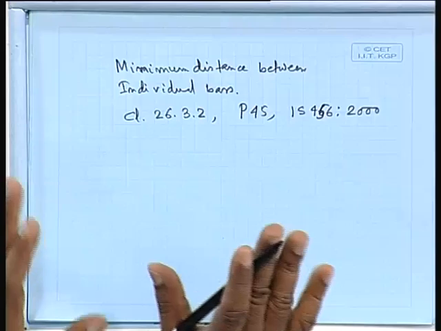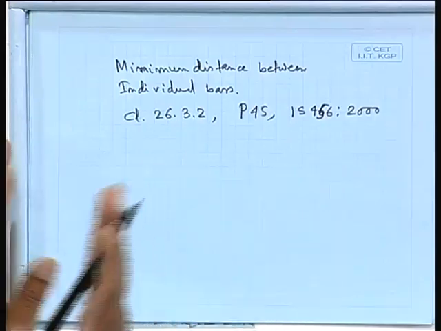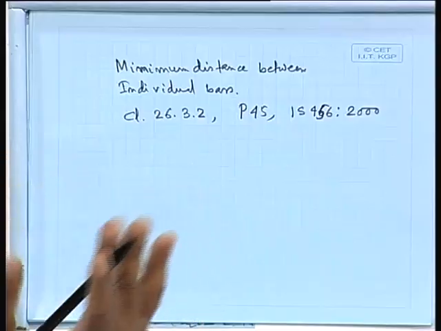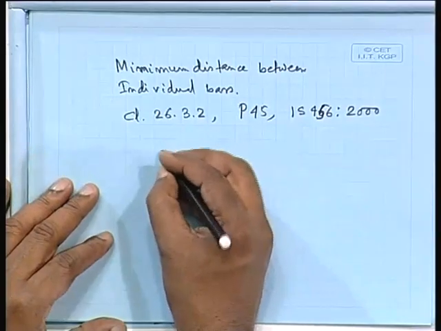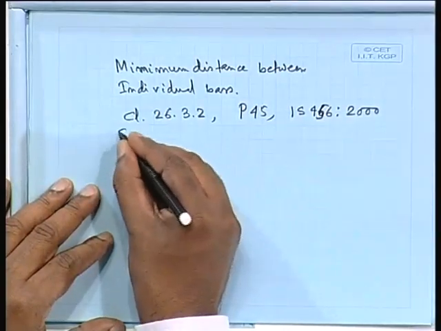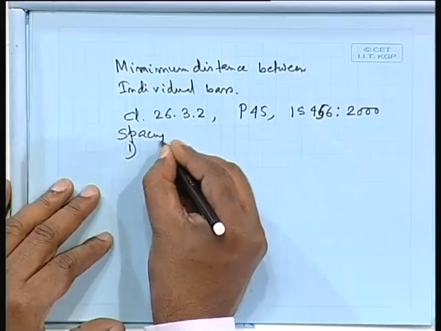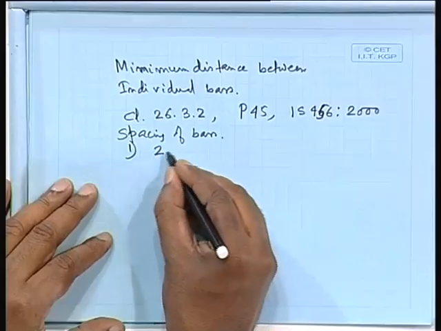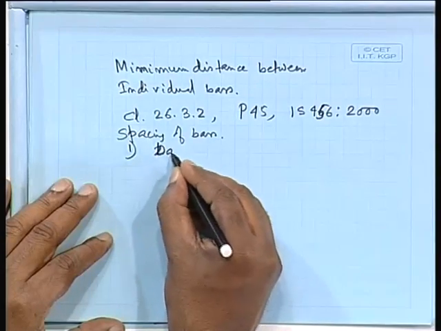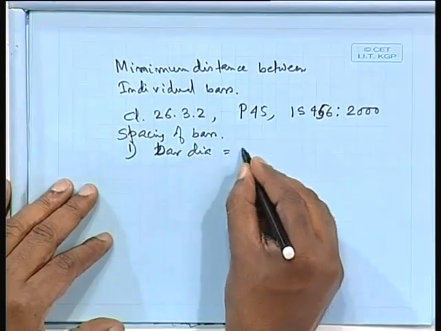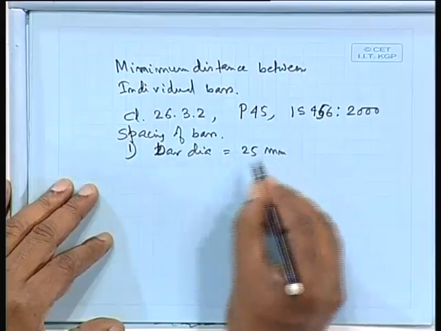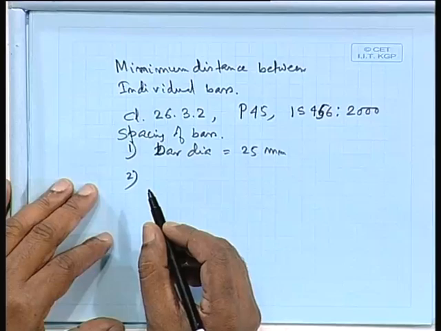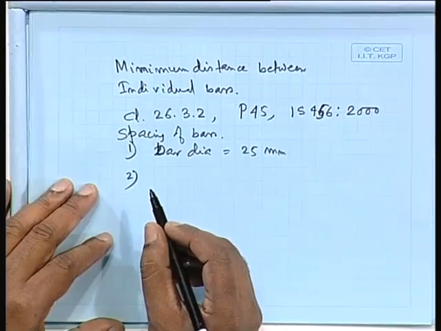So, which is here say 25 millimeter we have taken, but even then our calculation is still wrong, because d dash by d, that one also changed, all those things. But anyway, for the timing let us take 25 millimeter. So, spacing of bars. We are getting bar diameter 25 millimeter.